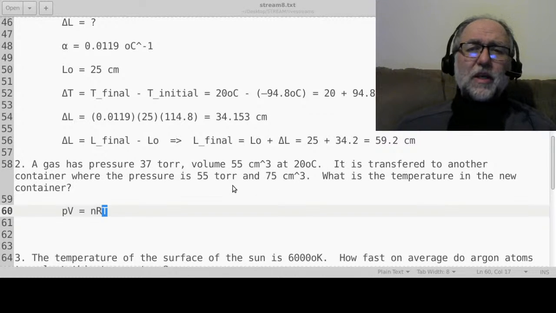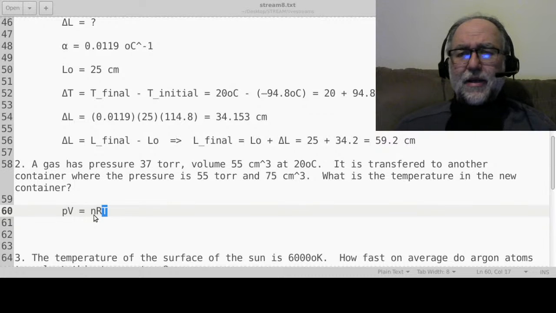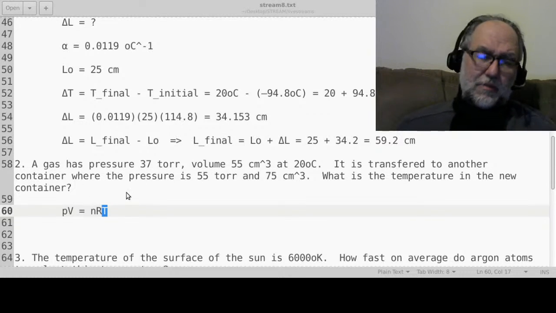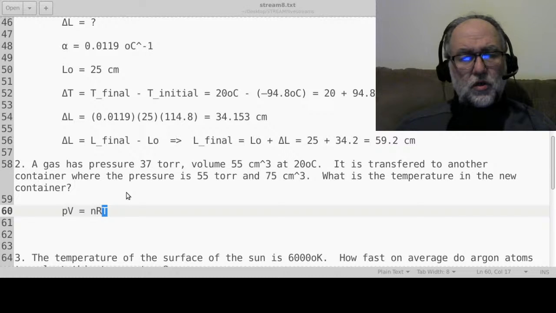Now, one way to do this is you could solve for n. R is the ideal gas constant. That number is given. I would give it to you on a test. So you could solve for n for the first situation, then substitute it into the second situation. That would work, but here's a much easier way to do it.